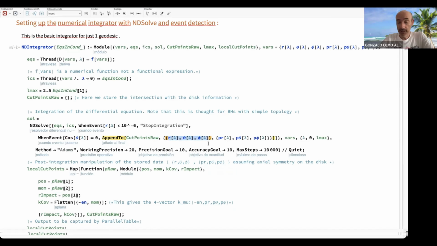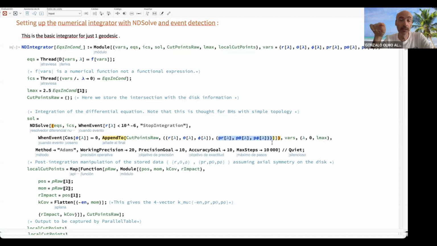The point, and here I'm basically saving all the information, okay? Not just the radius, okay? For a given impact parameter, we are saving the radius, the angles, and also the momentum, okay?